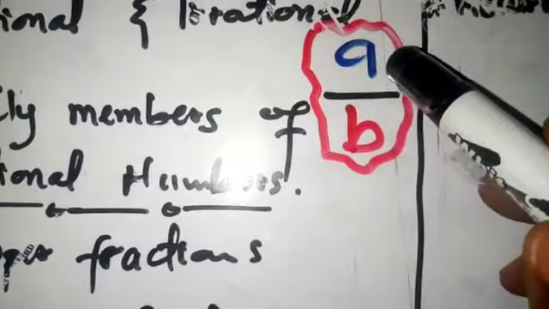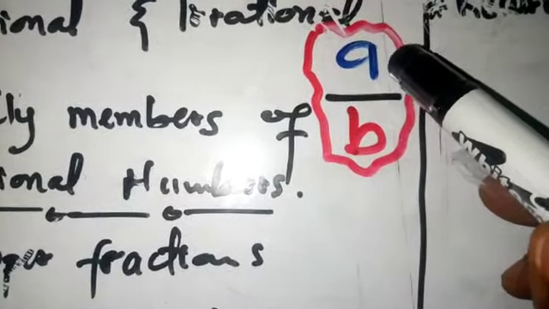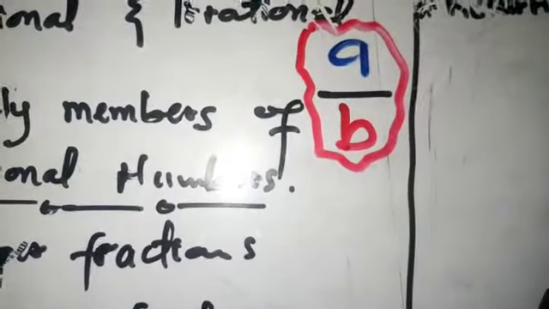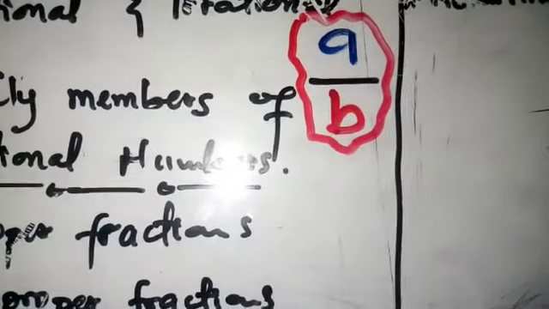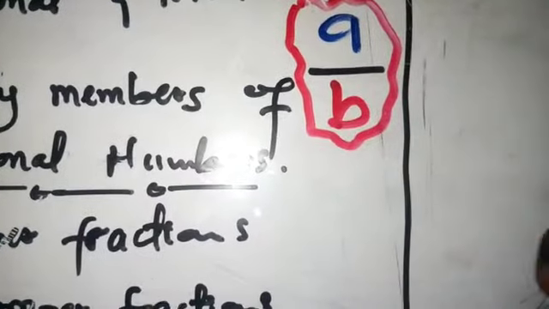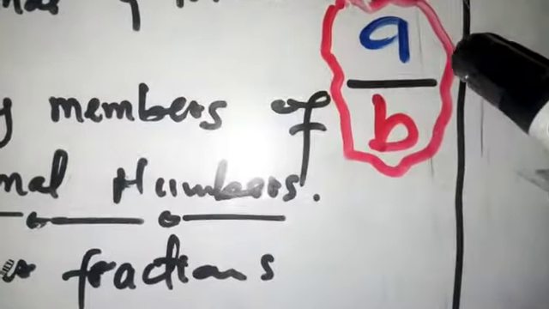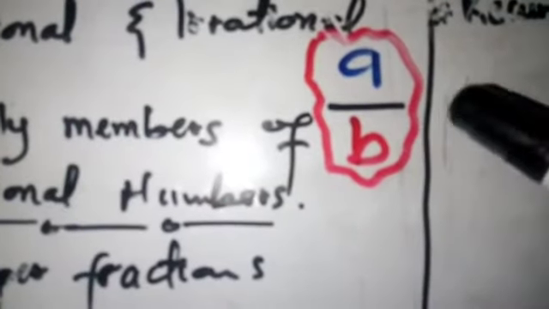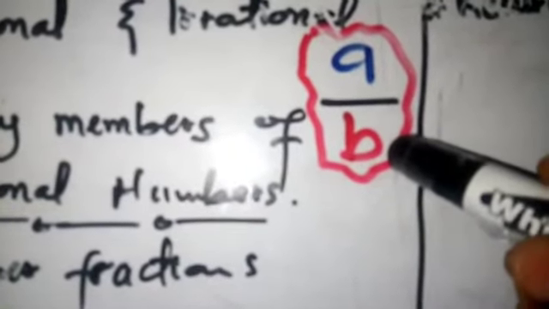The top can be an integer. If you don't know what an integer is, integers include both positive and negative numbers, including 0. Of course, the bottom one cannot be 0. If the bottom is 0, it is undefined. It's not possible to divide any number by 0. So the bottom can never be 0.